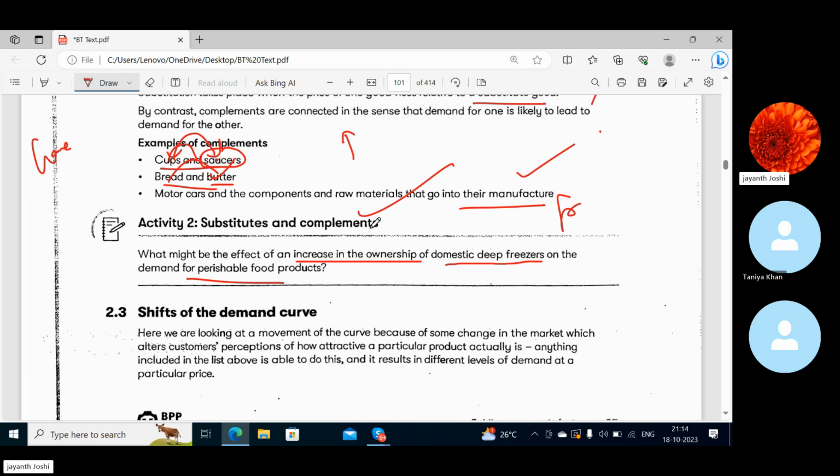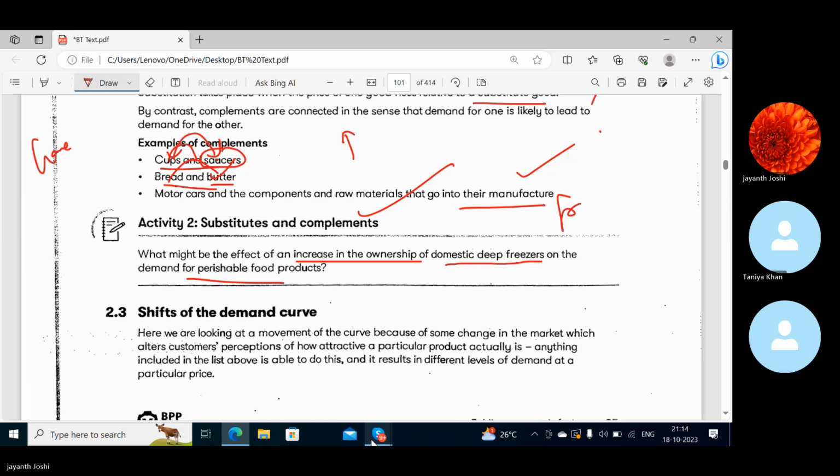Point number two, perishable products are supplied either as fresh produce, like fresh vegetables, or as frozen produce, which can be kept for a short time in a refrigerator, but for longer in a freezer. So the demand for frozen produce will rise while demand for fresh produce will fall. Point number three, wider ownership of deep freezers is likely to increase bulk buying of perishable products. Suppliers can save some packaging cost and can therefore offer lower prices for bulk purchases. So these are the benefits.